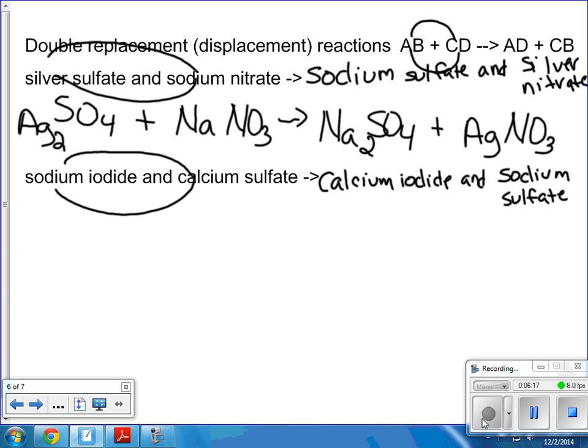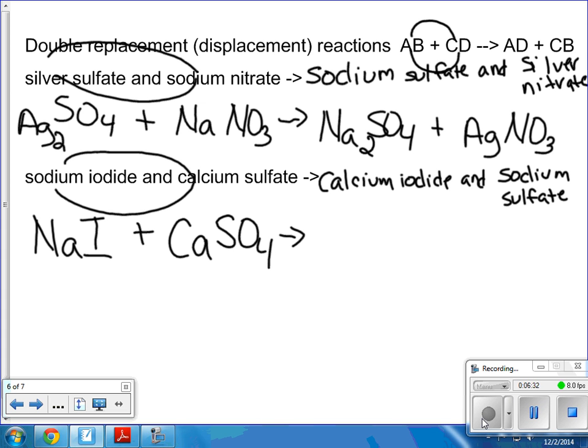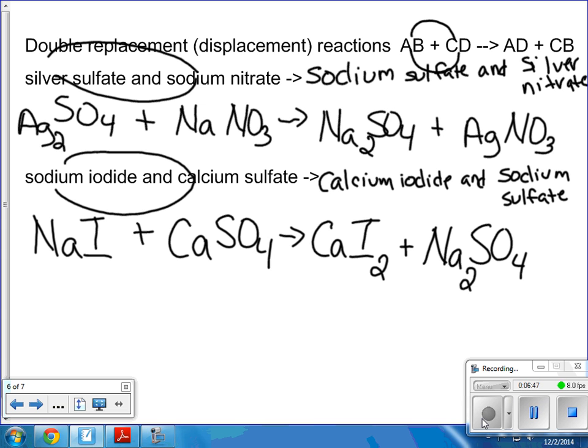Right, so if we write our symbols, sodium is a +1, iodine's a -1, so they cancel. Calcium's a +2, sulfate's a -2, they also cancel. Now products. Calcium is a +2, iodine's a -1, so when we cross it becomes CaI2. And then sodium is Na. Sulfate is SO4. It's a -2 charge, so it becomes Na2SO4. Alright, so that's everything for double replacement.